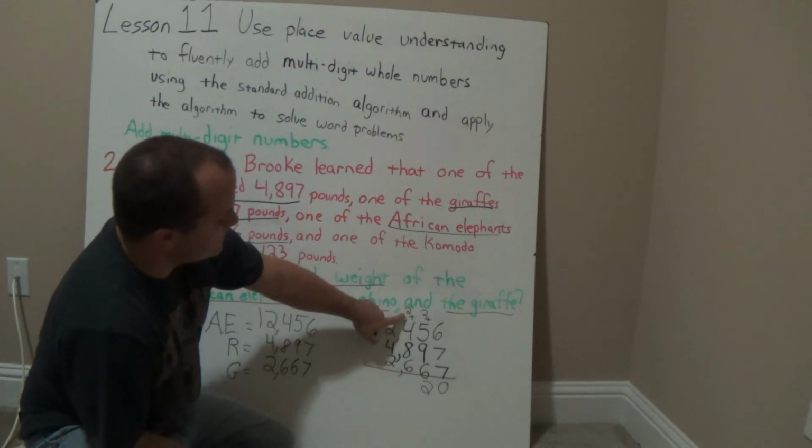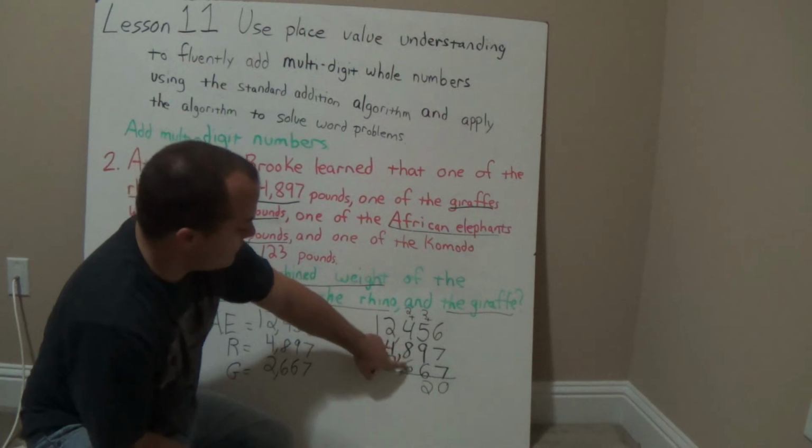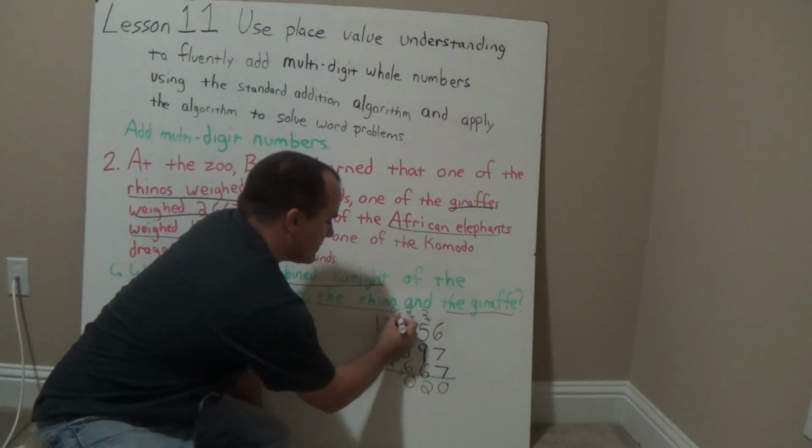And then my hundreds place. 2 plus 4 is 6. 6 plus 8 is 14. And 14 plus 6 is 20. 0 down, 2 up top.